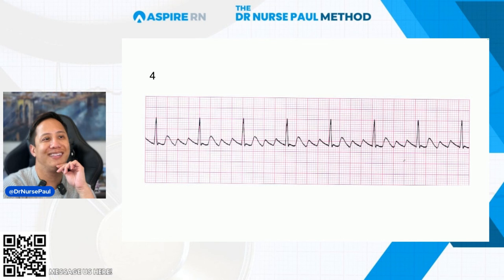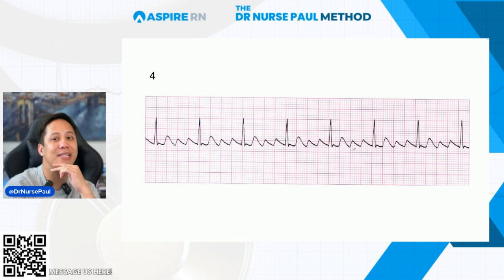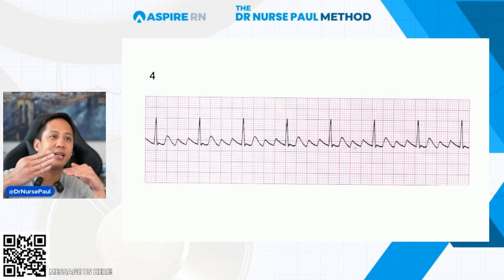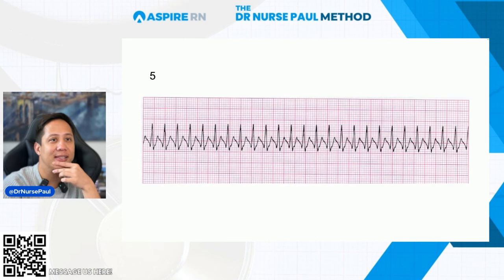Number four, anyone can answer this for me? Atrial flutter. Very good. Atrial flutter. Sawtooth. Remember, it looks like a sawtooth pattern. Atrial flutter is regular. Atrial fibrillation is irregular. So this is flutter because it looks like a sawtooth, like a saw that you use for logs, right?